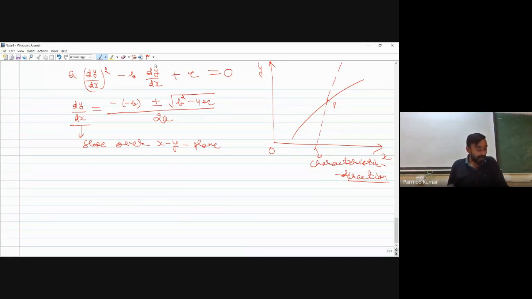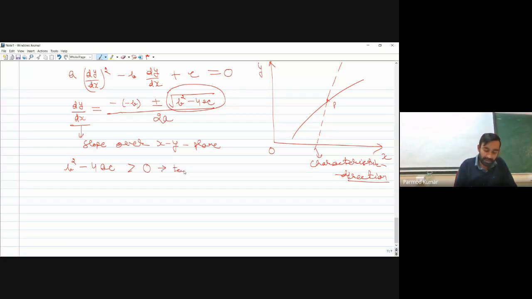Now the value of dy by dx strongly depends upon this particular factor. If b square minus 4ac is greater than 0, then we will have two real roots. If we have two real roots, we will have two different values of the slope, which means we will have two characteristic directions.